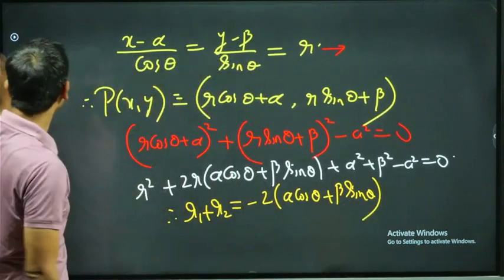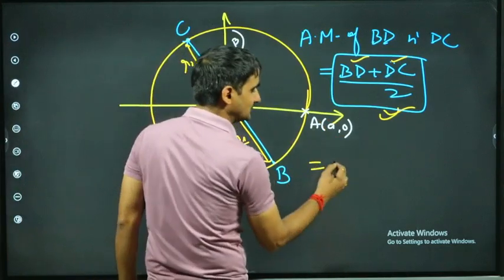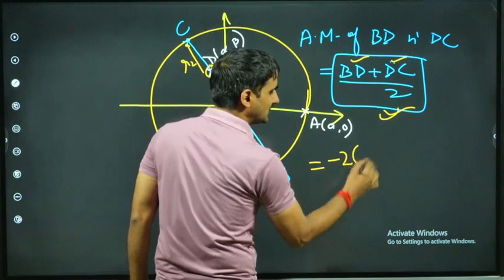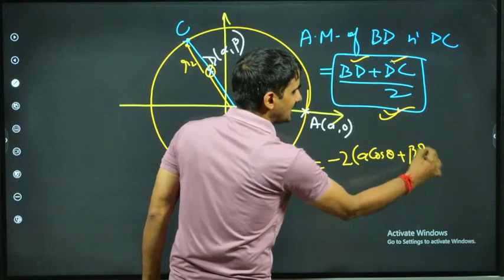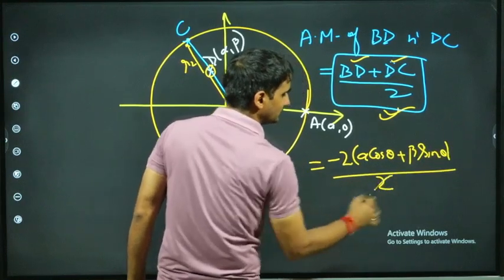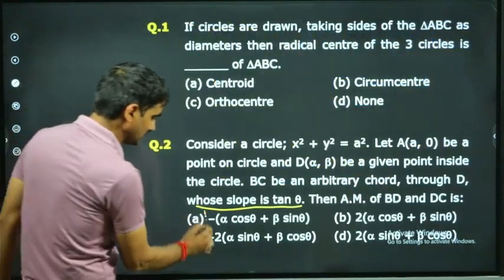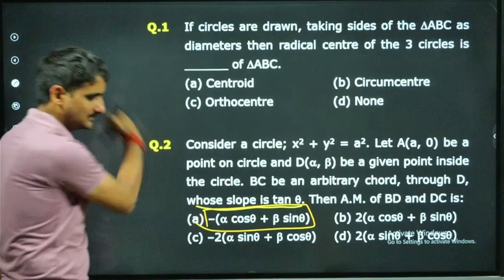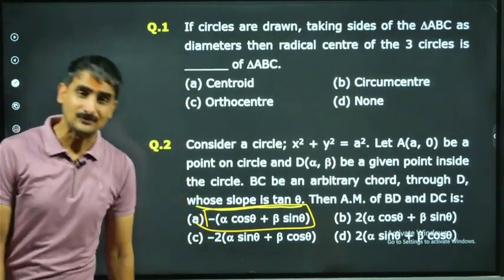So therefore the mean of BD and DC will be, you divide it by 2. So minus 2 times (alpha cos theta plus beta sin theta) is r1 plus r2, divided by 2. The 2 gets cancelled, and the answer should be minus (alpha cos theta plus beta sin theta). Okay, so those were 2 questions from coordinate geometry for today.